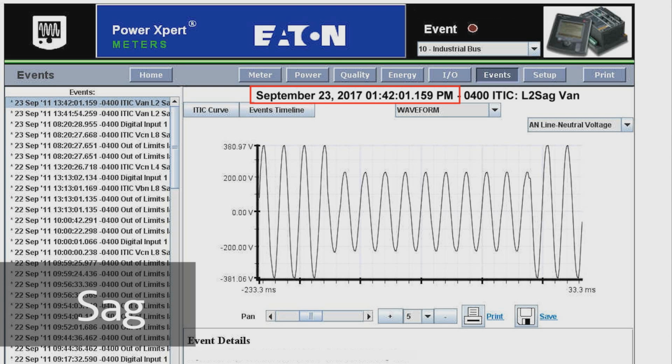Selecting the right monitoring equipment and waveform analysis are critical to understanding PQ issues. Now let's take a look at some real examples of PQ issues and how we identified the symptoms, sources, and solutions to solve those problems.